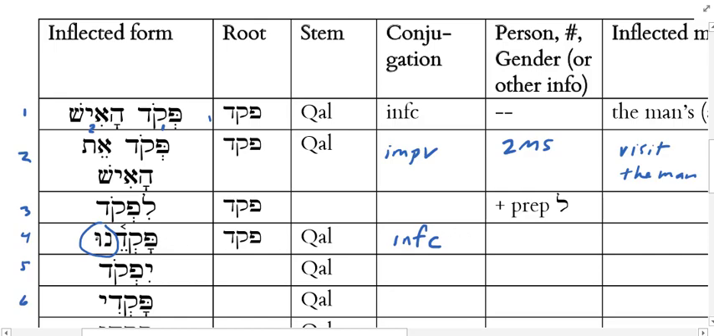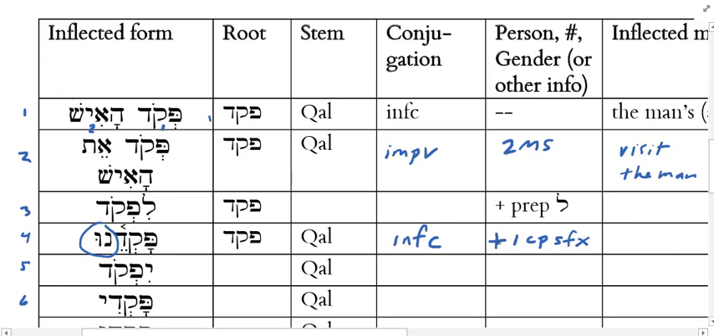Now, look at the nu. Is the nu a personal ending nu, or is it a pronominal suffix nu? It is a pronominal suffix. So this is going to be really important here. Look at what I'm about to do. When I have an infinitive construct, these are not inherently marked for person, gender, number. So when I add a pronoun to it, I have to add the plus sign. And then I add the pronominal suffix label. Okay?